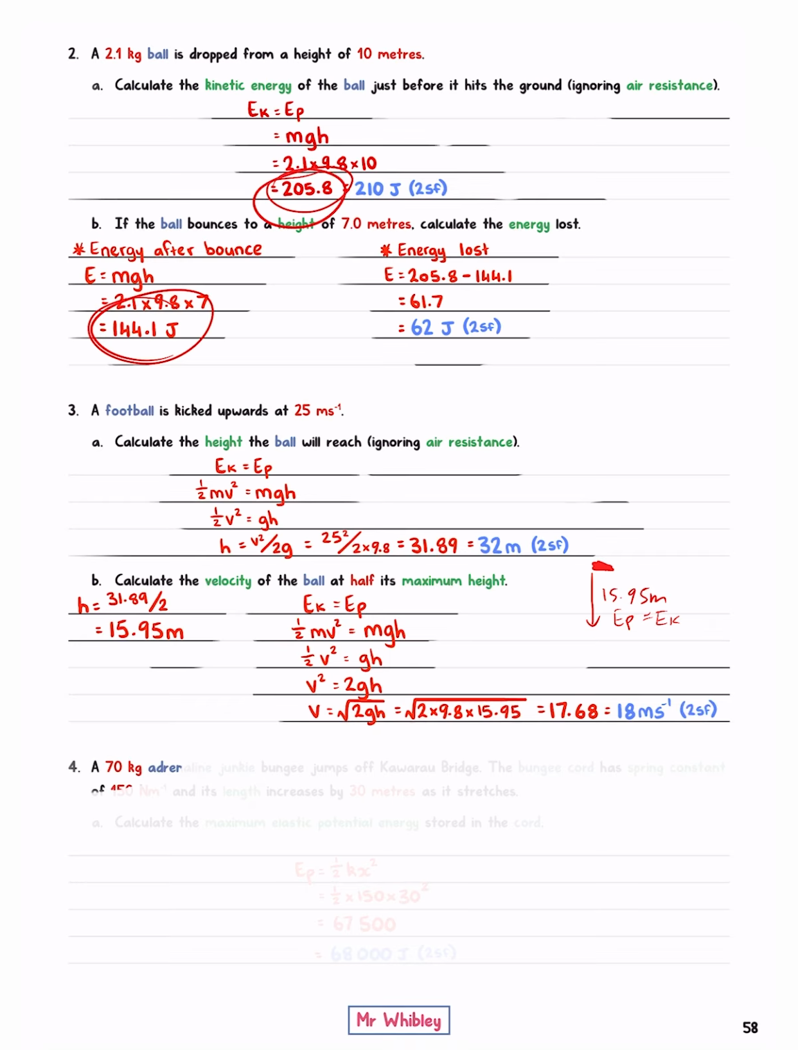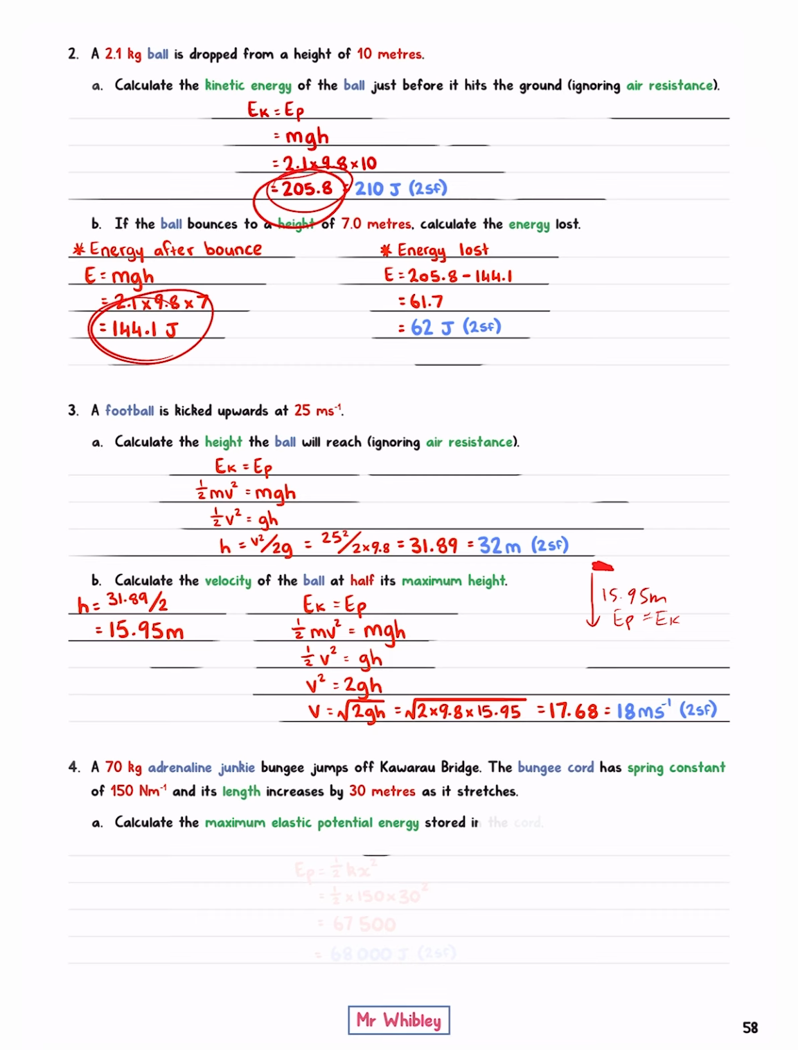A 70 kilogram adrenaline junkie bungee jumps off Kawerau Bridge. The bungee cord has a spring constant of 150 newtons per meter, and its length increases by 30 meters as it stretches. Calculate the maximum elastic potential energy stored in the cord. The equation for our elastic potential energy is this one here. Knowing our spring constant and knowing our extension, that gives us 67,500 or 68,000 joules to two significant figures.